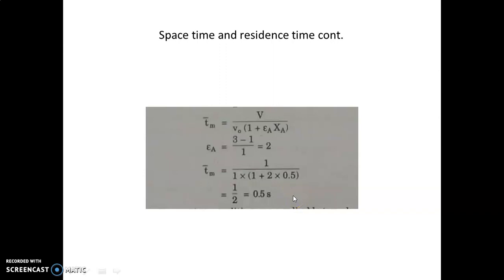So in this way we can compare the space time and residence time. Both are equal for a constant density system and both are not equal for a variable volume system.